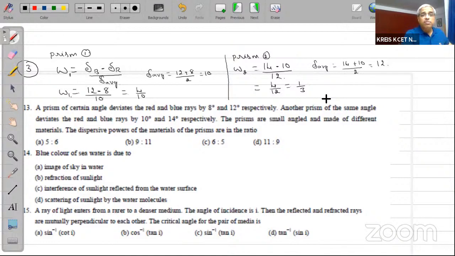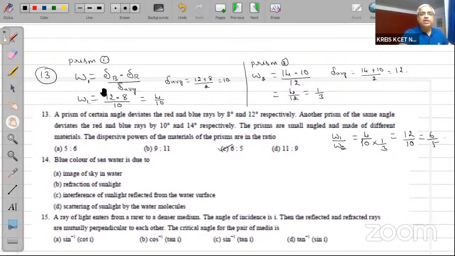That's not all the problem is about. The problem is, I have to find out the ratio of the dispersive power. That is omega 1 by omega 2, which will be 4 by 10 into 1 by 3. If you simplify this, you'll get this to be 12 by 10. 12 by 10 is essentially 6 by 5. So therefore the ratio will be 6:5. Okay, so I get the 13th one in this way.